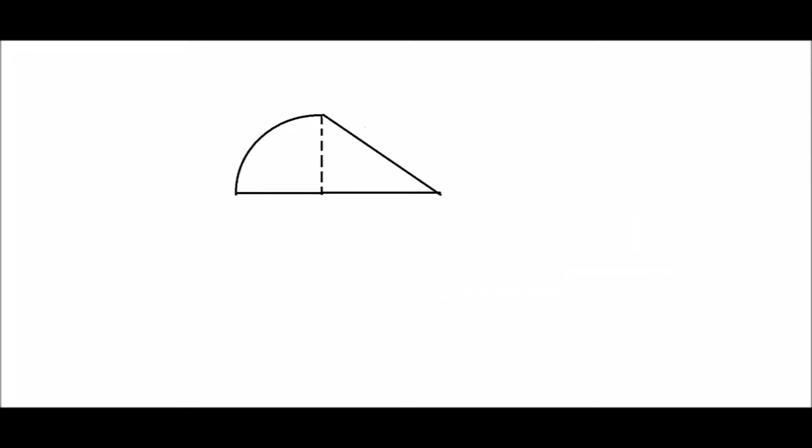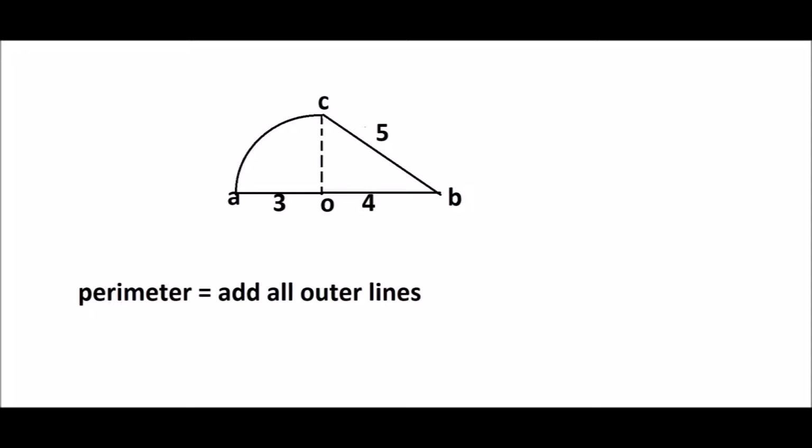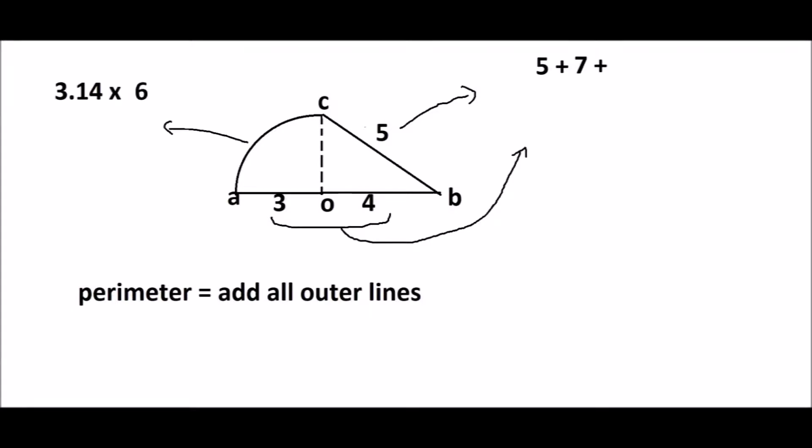Now, how do we find the area and perimeter of composite figures, or figures that are a combination of more than one shape, like this one? The key to perimeter is still the same. You just need to add all the outer lines. So for this shape, you need to add 5, the diagonal line, plus 4 and 3, the line on the bottom, which is 7, and the curved line.